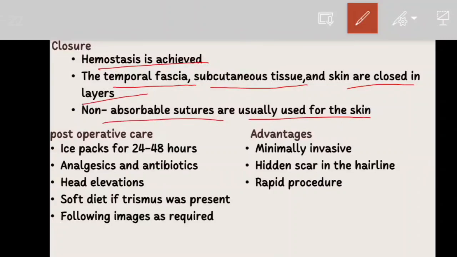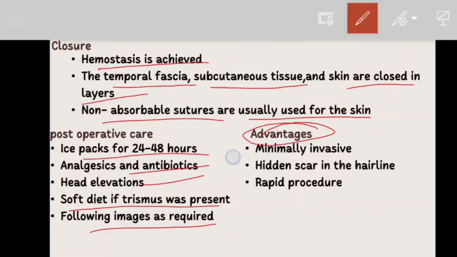So here is the post-operative care for the closed reduction. Ice pack for 24 to 48 hours, analgesics, antibiotics, head elevation, soft diet if trismus is present, and follow-up imaging is required. The advantages of the closed reduction are that it is minimally invasive, there is a hidden scar in the hairline, and it is a rapid procedure. Okay.